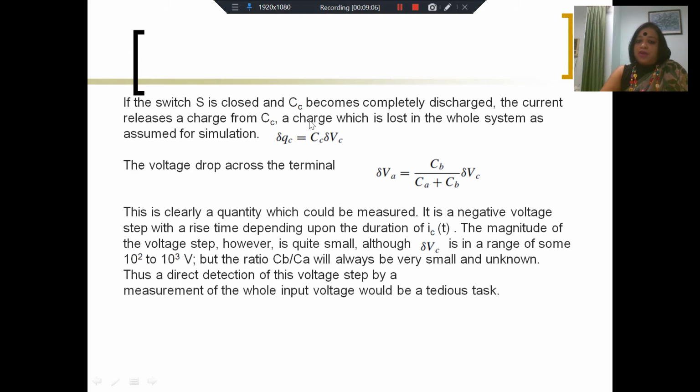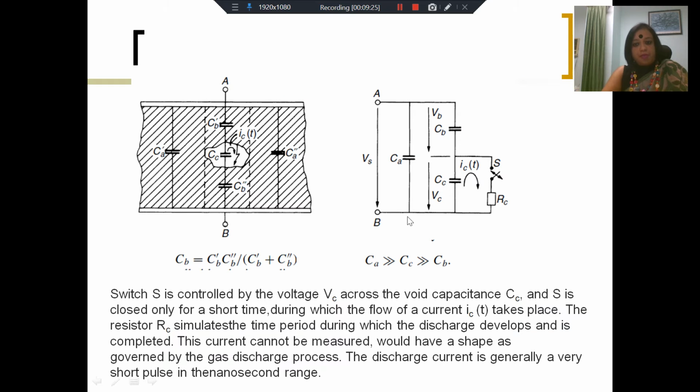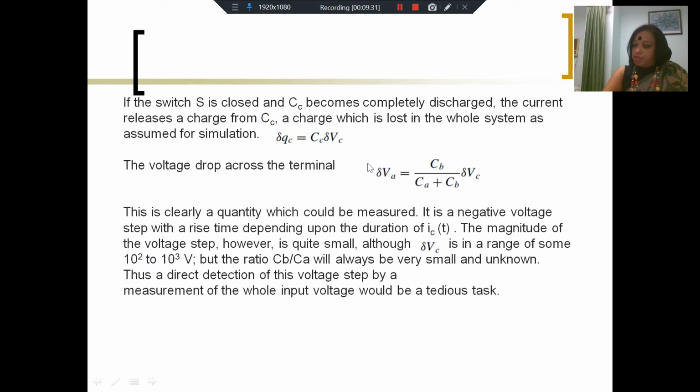Now, though we cannot measure delta VC because we do not have access to the terminals across the void, we do have access to the terminals across the entire sample. And delta VC would simultaneously cause a voltage drop across the supply, delta VA. So a voltage drop across the terminal points A and B will result because of the change in potential across the void due to discharge. This is theoretically speaking true. And if we could do that, we could estimate VC, we could estimate QC, we could estimate IC.